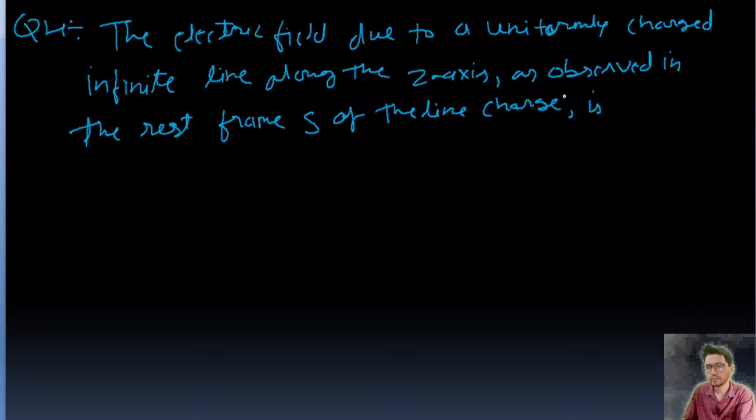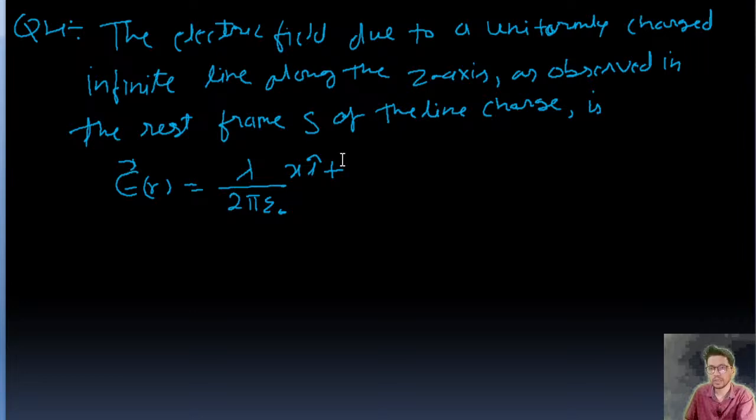E equal to lambda upon 2 pi epsilon 0 into (x i cap plus y j cap) upon (x square plus y square). Okay, so this is the electric field in the frame S.